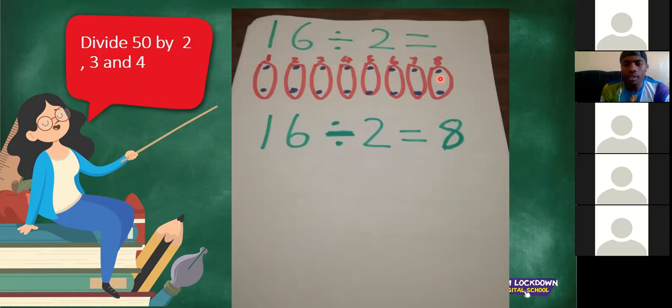8 groups. 16 divided by 2 is 8. About 10 seconds left. 10, 9, 8, 7, 6, 5, 4, 3, 2, and 1. So 16 divided by 2 is 8. I hope we're done writing down the correct answer. 16 divided by 2 is 8. Time is up.